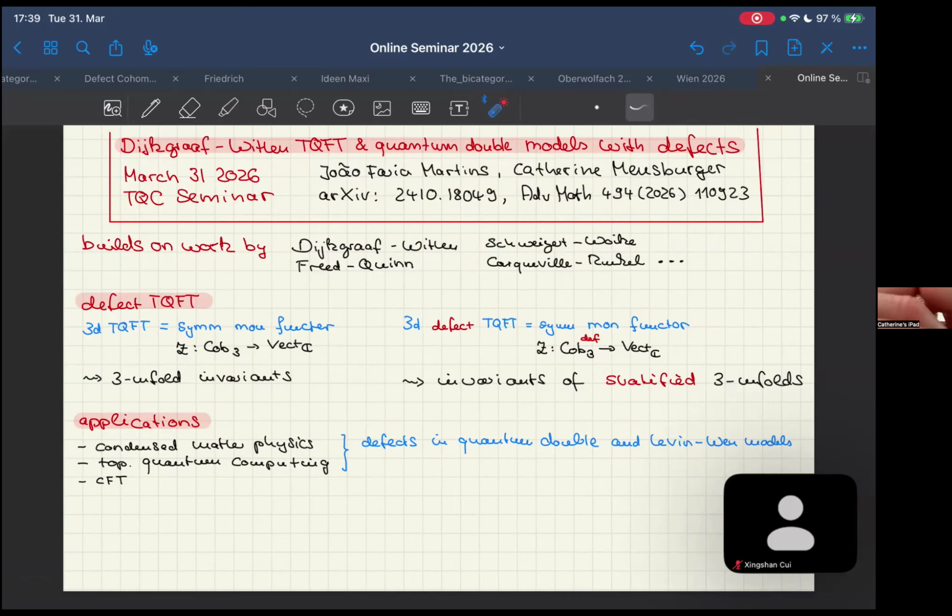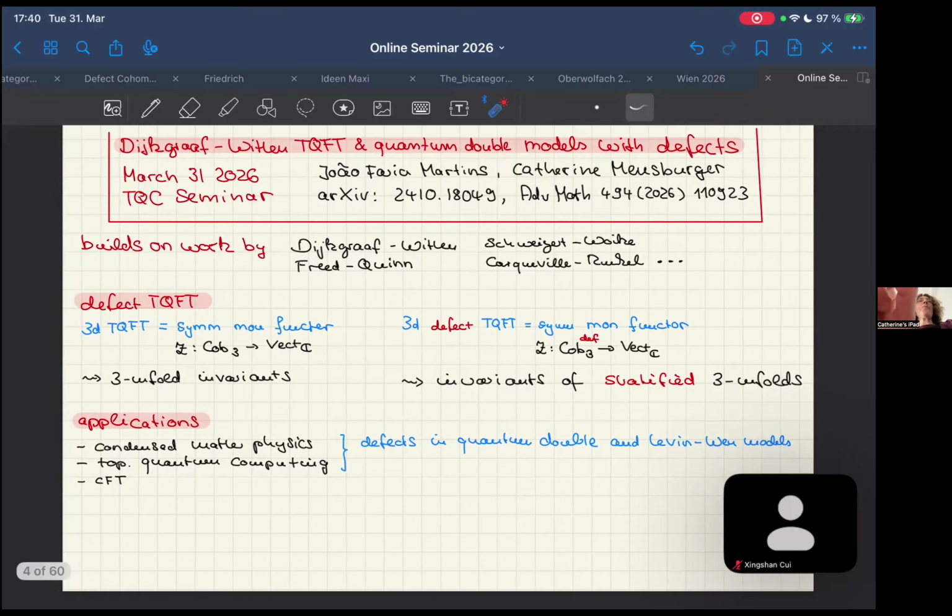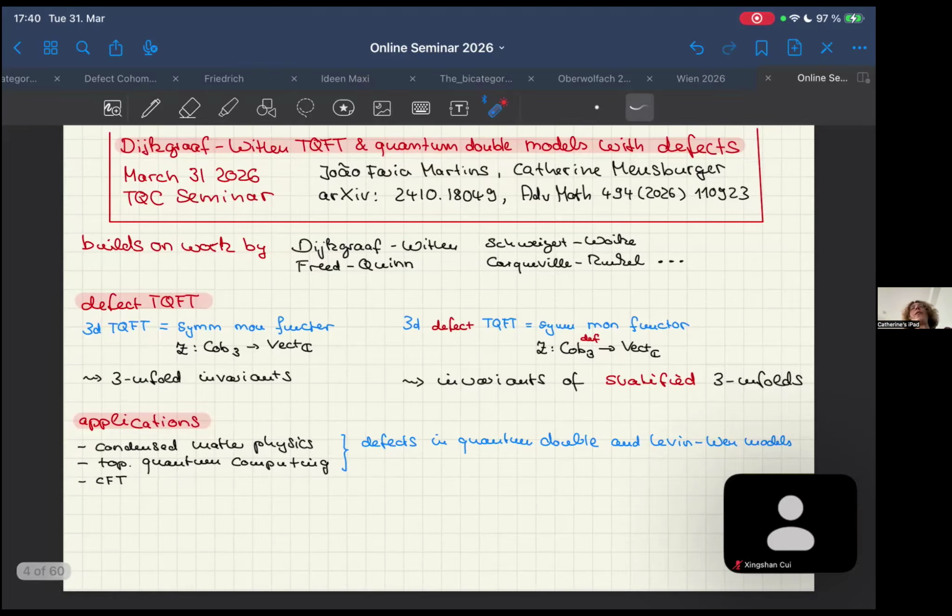Another application is in CFT. I know far less about it, so I will not mention this much, but I know that other people apply it to conformal field theories. Yes, so there's a reason to be interested in this.